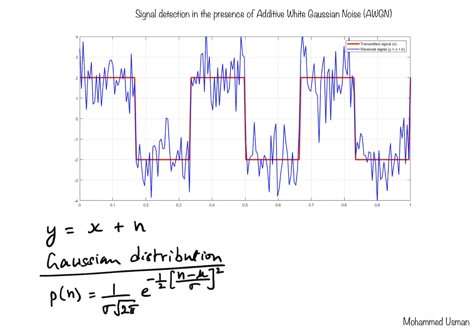Now, let us also elaborate what is mu. Mu is the mean value of the distribution, and sigma is the standard deviation. And as you are aware, the square of the standard deviation, that is sigma square, is nothing but the variance of the distribution.